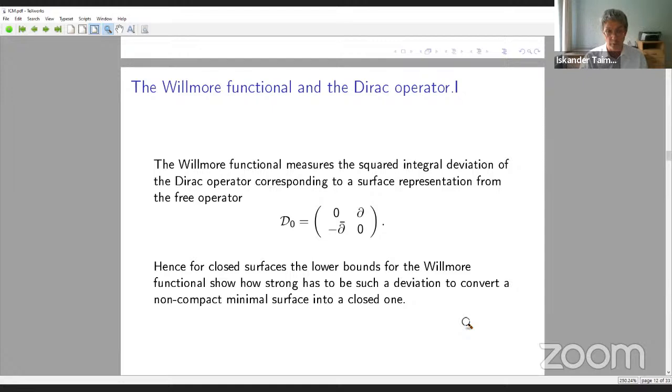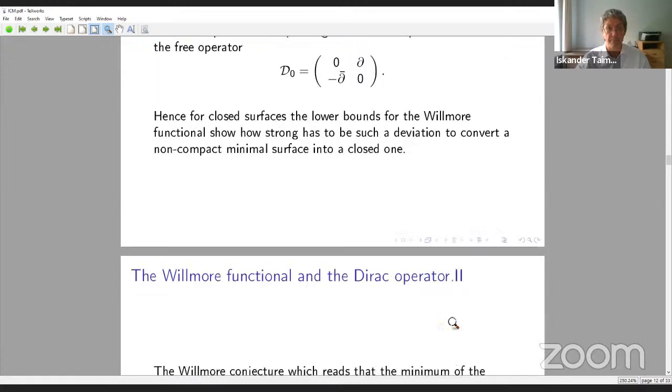So if you have minimal surfaces, they are never compact, even complete. You take small deviations of this free operator, small values of u, and still look for this integrable form; it is still not compact, but how strong does the deviation have to be? This is a kind of physical explanation of such lower bounds.